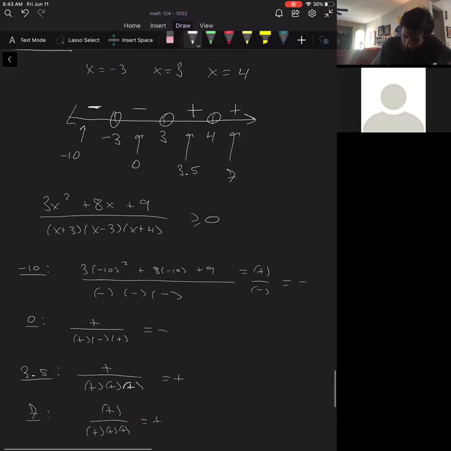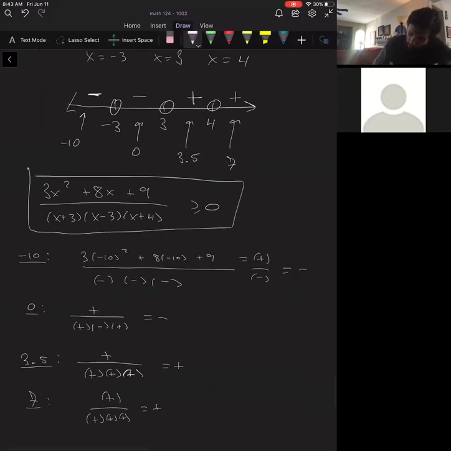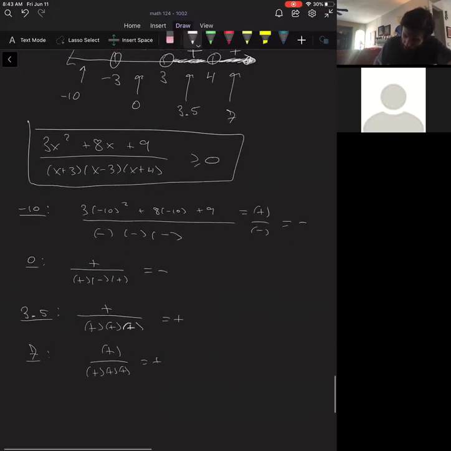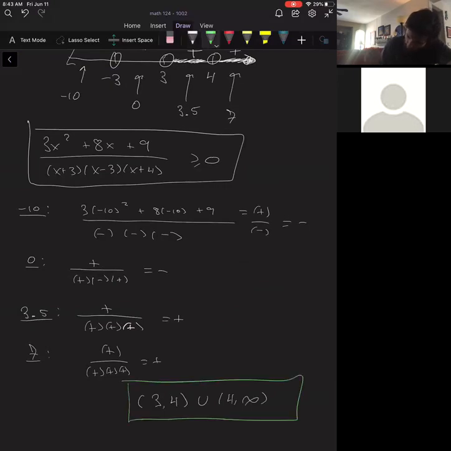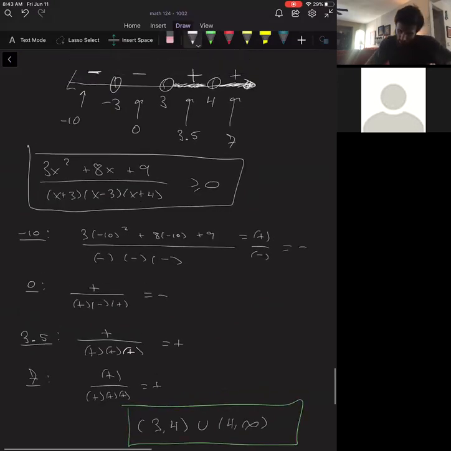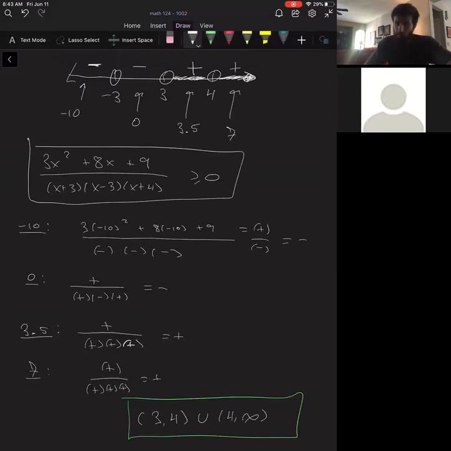So what we were looking for in this problem is we want this thing to be bigger than or equal to 0. Bigger than or equal to 0 means we want the positive sections. So what we end up getting is from 3 to 4, and then from 4 to infinity. Okay, so that takes care of that problem. So basically, all these problems that we've done, this takes care of everything on the homework.